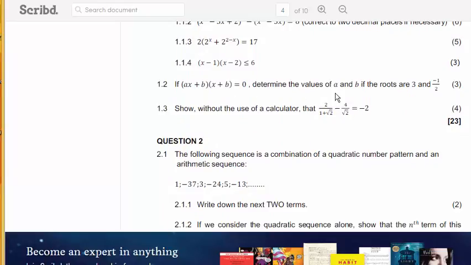They say determine the values of a and b if the roots are 3 and -1/2. So in my opinion, the value of a and b should actually be very easy. B, if the roots, so obviously x plus b is then 3. So b must be, okay, -3 actually. So if b is -3, then a must be, so let me write it like that.